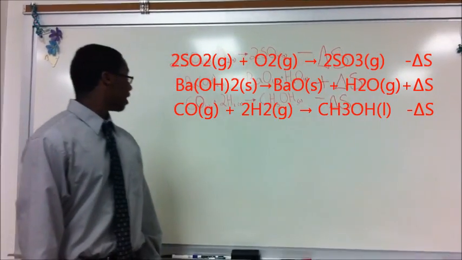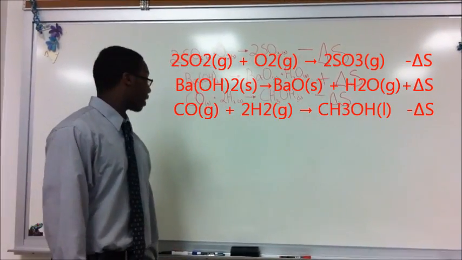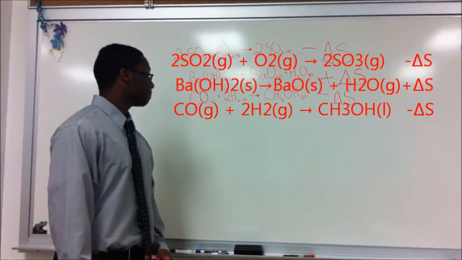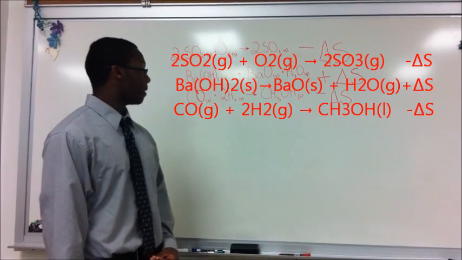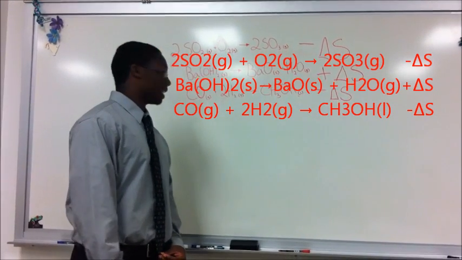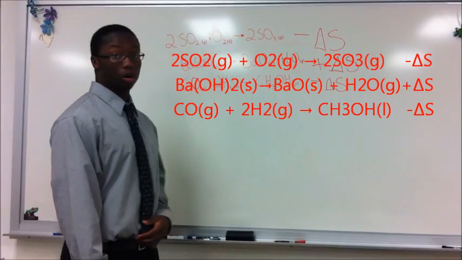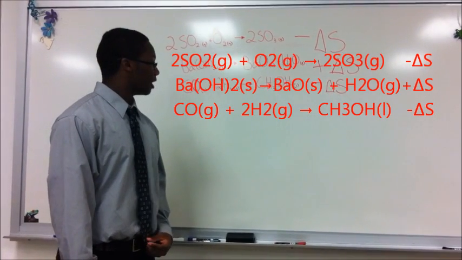For this third equation, we have on the reactant side 1 mole of carbon monoxide, which is a gas, and 2 moles of hydrogen gas. And on the product side, we have 1 mole of methanol, which is a liquid. And because a gas has a higher entropy than a liquid, we have 3 moles of a gas on the reactant side and 1 mole of a liquid on the product side, so there'd be a decrease in entropy.